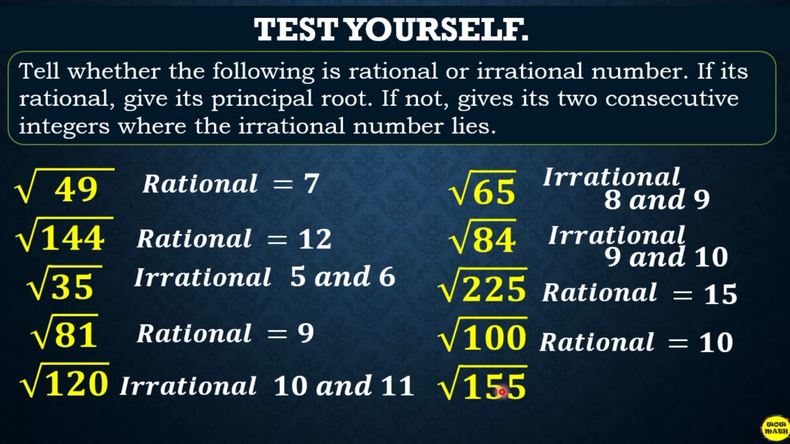How about square root of 155? Okay, that is irrational. This is not a perfect square. So, therefore, this is between, saan siya gitna? Okay, nasa gitna siya ni, okay, square root of 144 and square root of 169. So, 12 and 13. Okay, so I hope you got perfect. Congratulations!